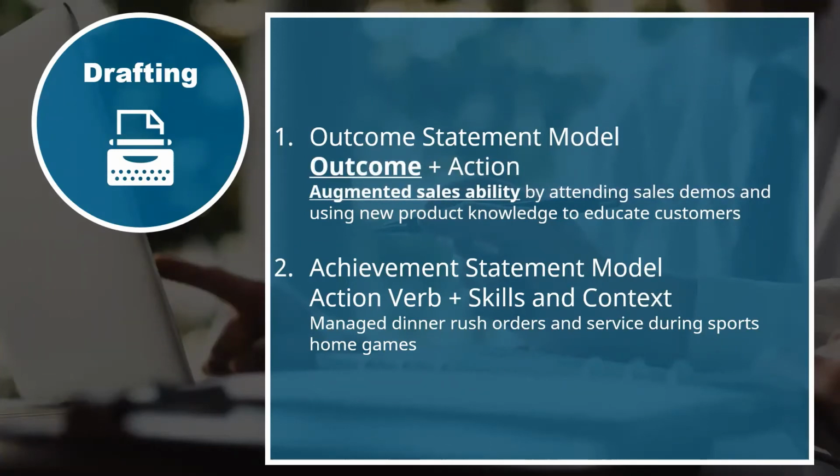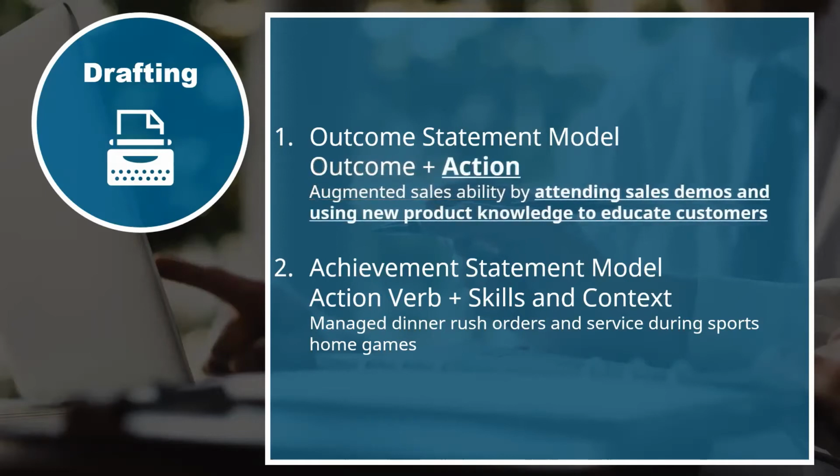So here's an example. Augmented sales abilities, the outcome, by attending sales demos and using new product knowledge to educate customers. Obviously, this is a salesman type point. They're talking about product knowledge. They're talking about ability to sell product and that it was enhanced. And they talked about that they could apply the knowledge they learned in demos specifically to sell better to customers.